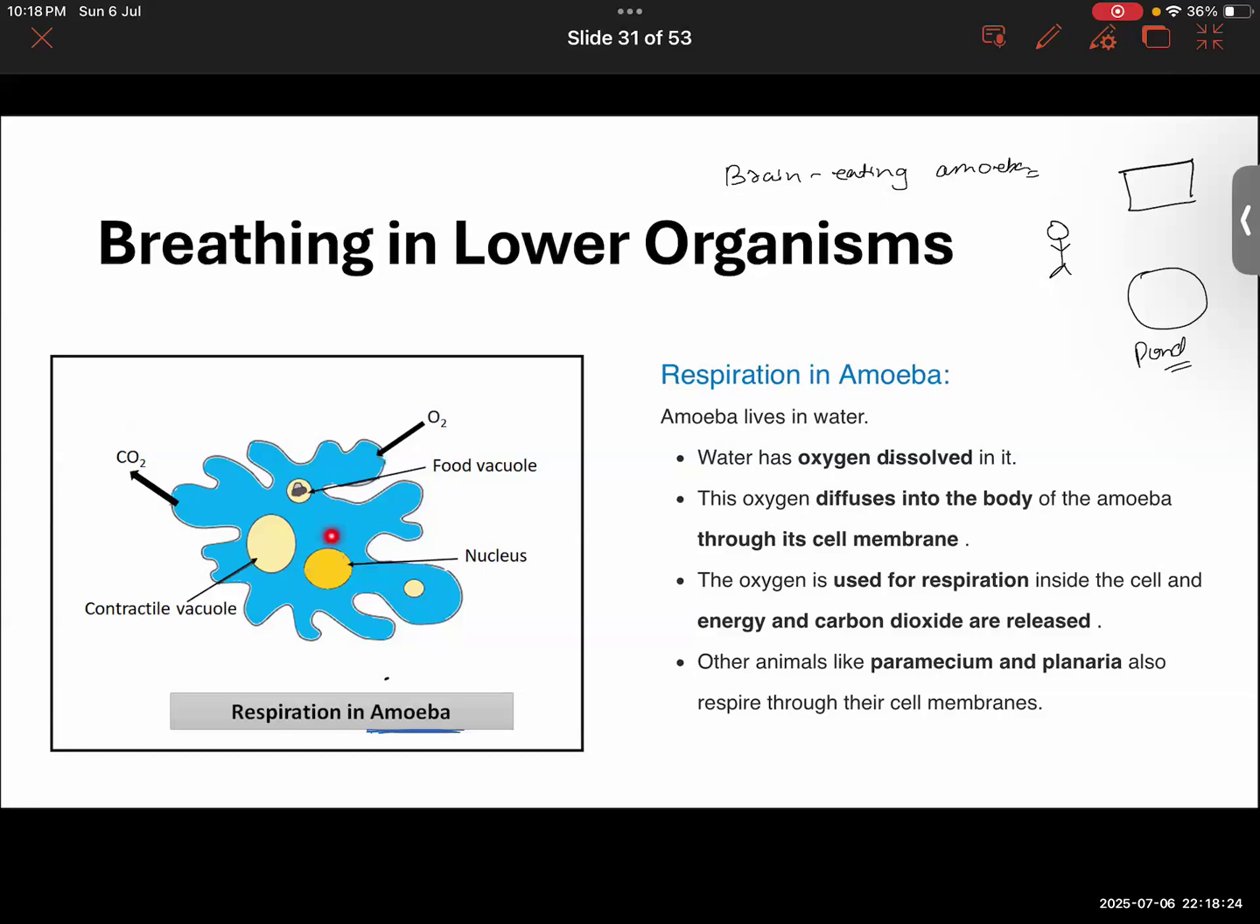Talking about how this amoeba will be taking in oxygen. The amoeba lives in the water, and water has oxygen dissolved in it, right? So it simply takes the dissolved oxygen from the water. This is the cell membrane of the amoeba. It is the outer boundary of its body.